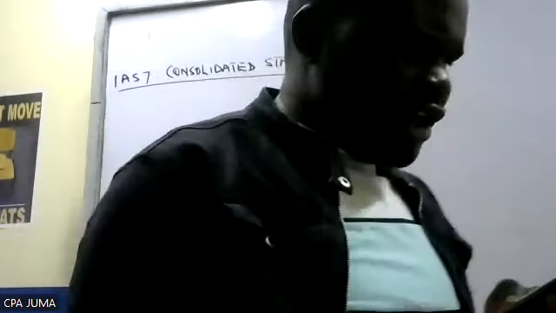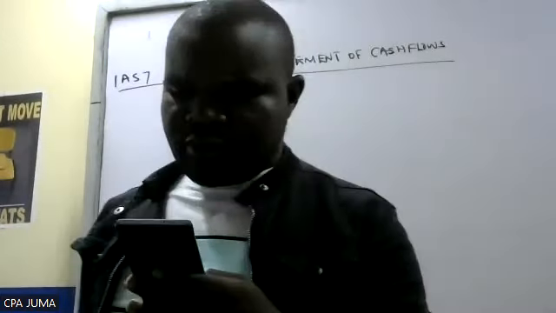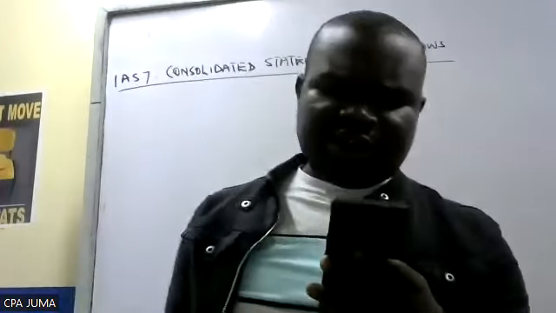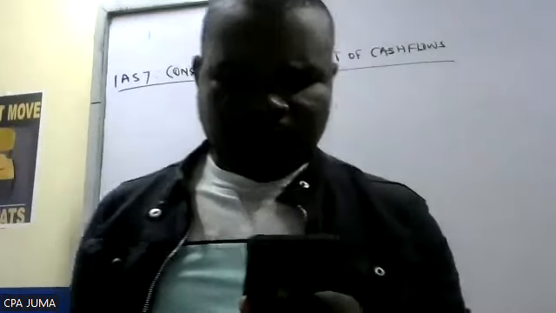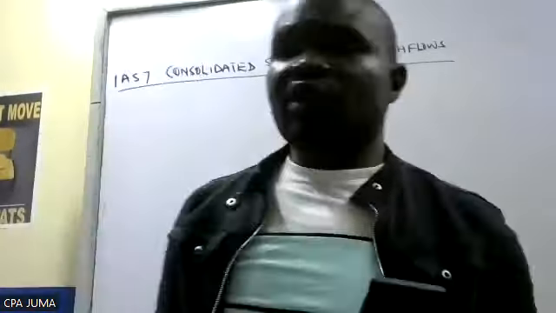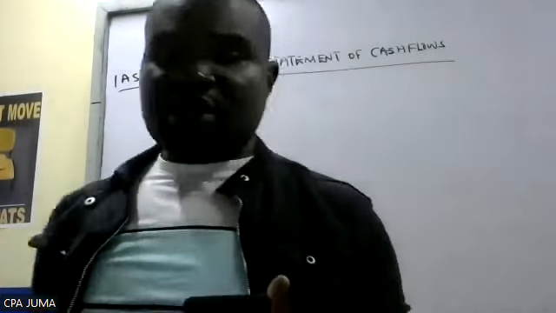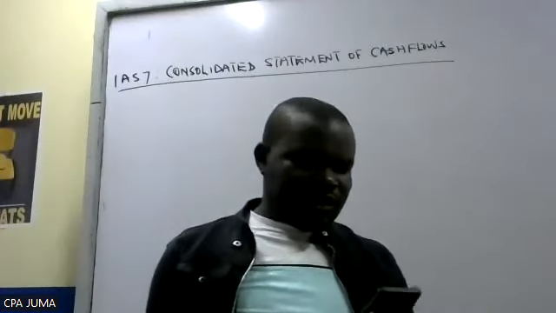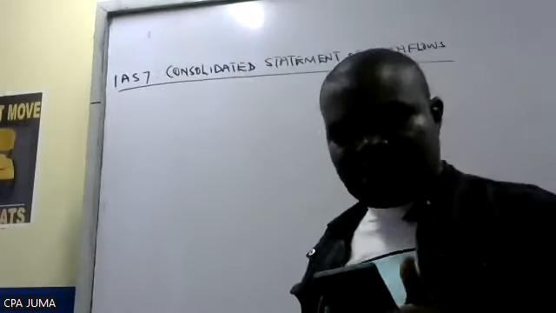So the objective of IAS number 7 is to require the presentation of information about the historical changes in cash and cash equivalents of an entity by means of a statement of cash flows. So cash flow is divided into 3 activities. I hope you can recall, because I know you're not doing cash flow for the first time. So cash flow is divided into operating activities, investing activities, and financing activities, those 3.